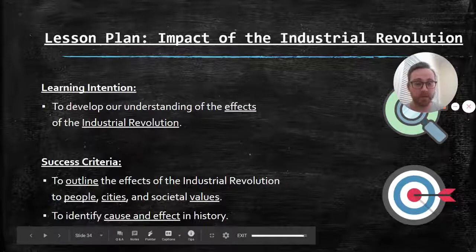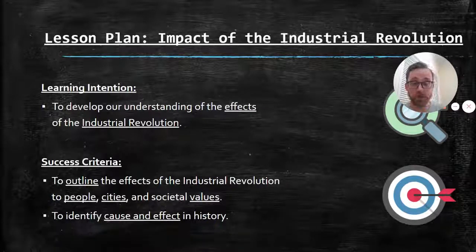So yes, we're looking at the impact of the Industrial Revolution today. We're developing understanding of the effects of the Industrial Revolution. Success criteria is to outline the effects of the Industrial Revolution to people, the cities, and our values, so what we think, how we feel, and to identify a key historical skill, which is cause and effect in history.